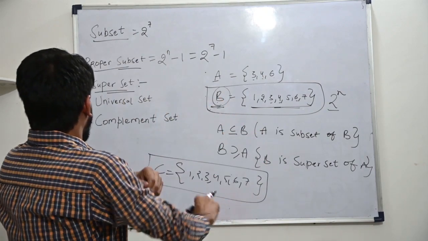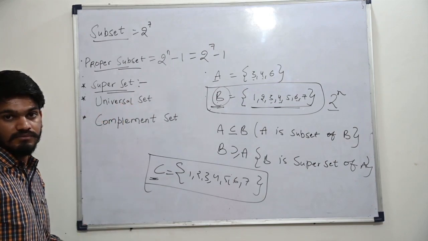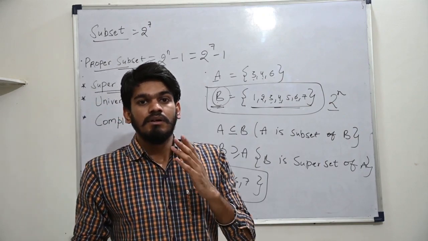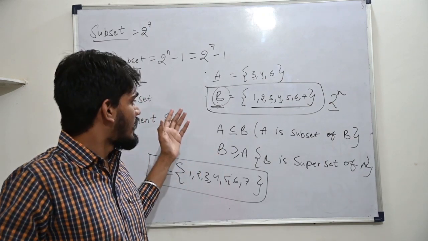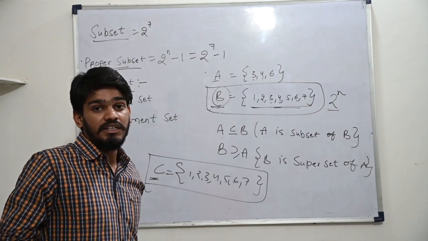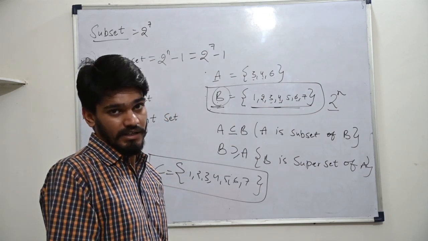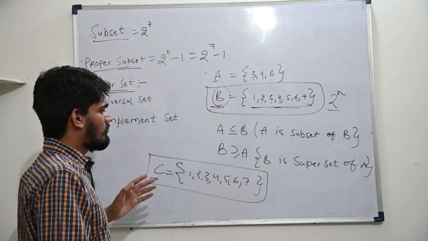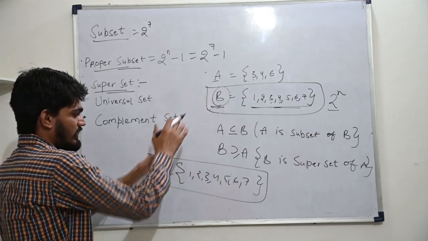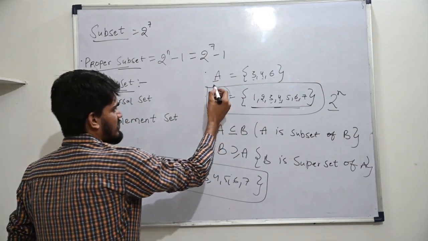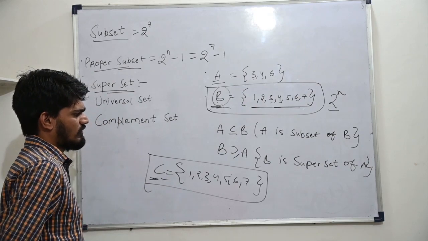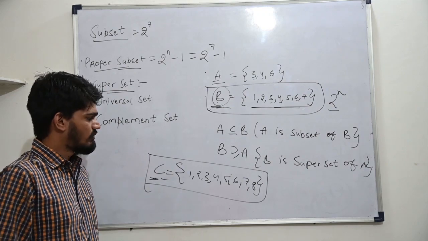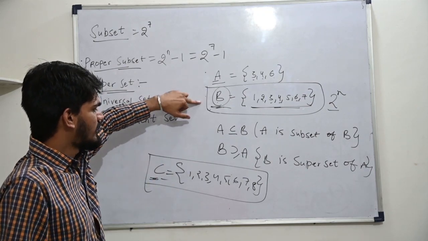All right. Then we have the universal set. What is the universal set? A universal set is a set in which all the elements of the sets taken into consideration are present. Now, I'll give you an example with these three only. We have three sets here: set A, set B, and set C. I'll just make some changes. I'll add one more element in this, 8.